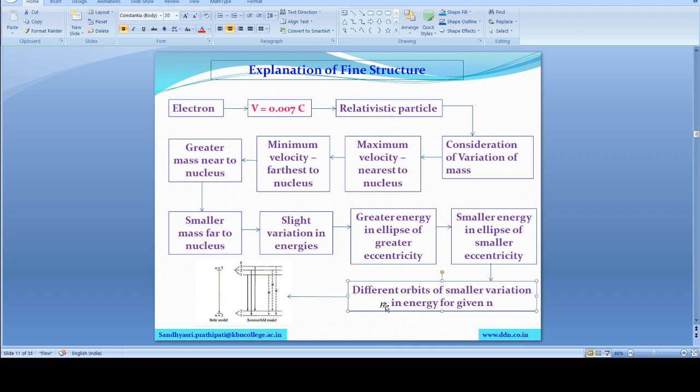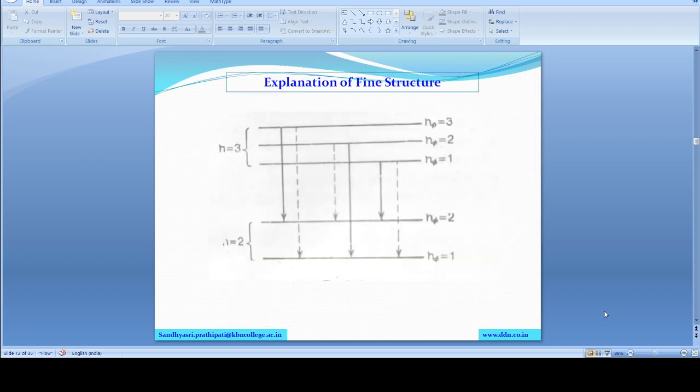So the different orbits have smaller variation in energy for given n, for n equal to nr plus n phi. For n phi, smaller energy variation will be given. So the fine structure has been explained. I will show you the complete picture here.